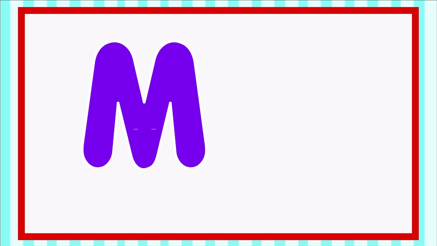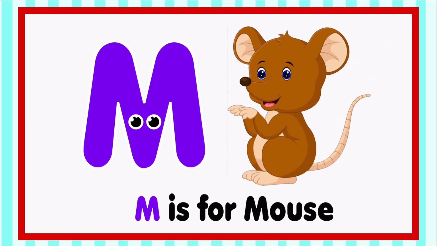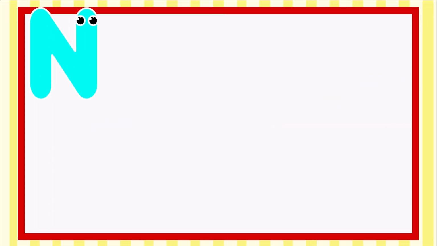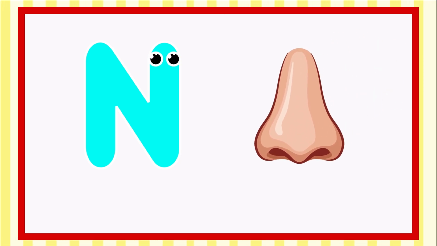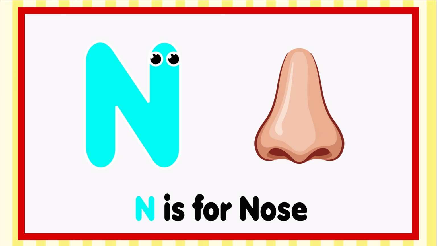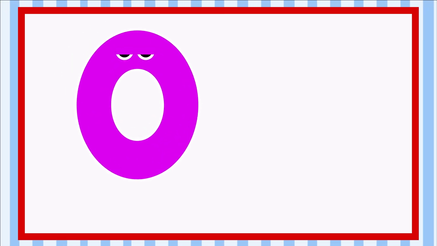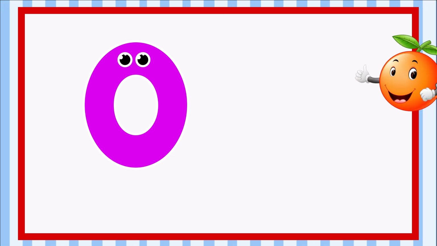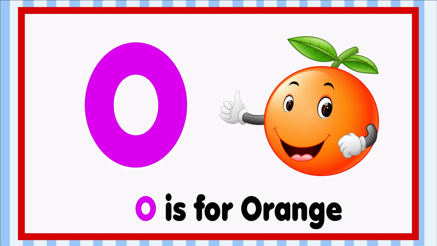M. Mouse. M is for mouse. N. Nose. N is for nose. O is for orange.